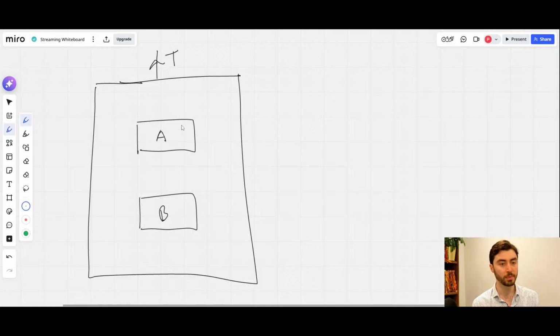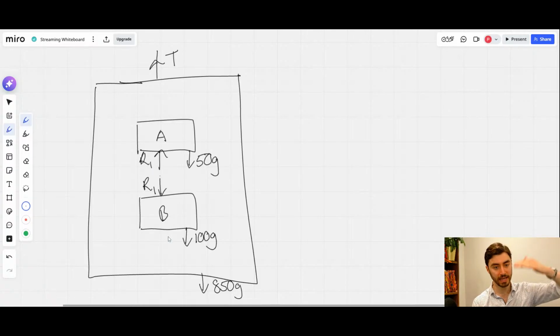There's a tension pulling the lift up. I'm going to adjust the numbers here. So let's say this was 50 kilograms. Let's say this is 100 kilograms. And let's say this is 850 kilograms. So those are the weights respectively acting on those objects. We also know that because these are in contact, there will be a reaction force between these two, which I will call R1. And there will be a reaction force between B and the ground of the lift. So again, this is an imaginary thrust bar situation where there's R2 acting between B and the bottom of the lift.